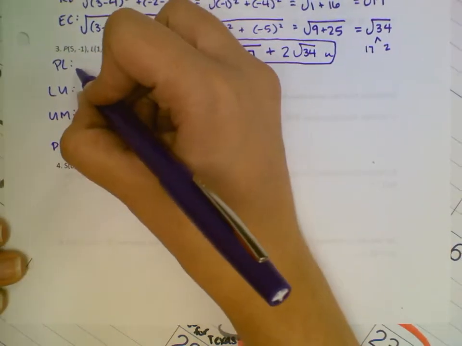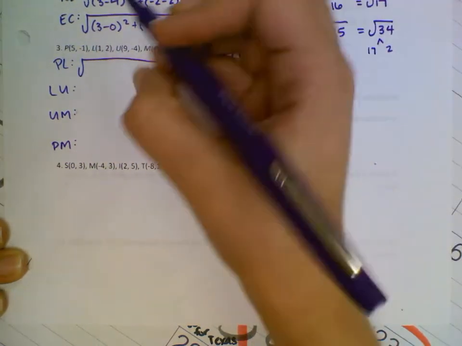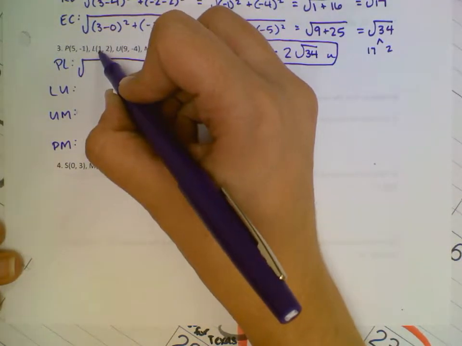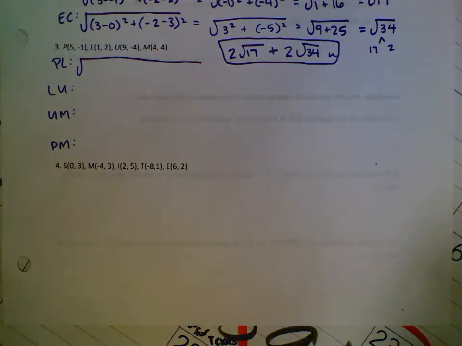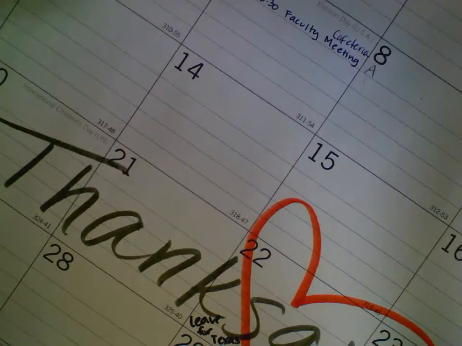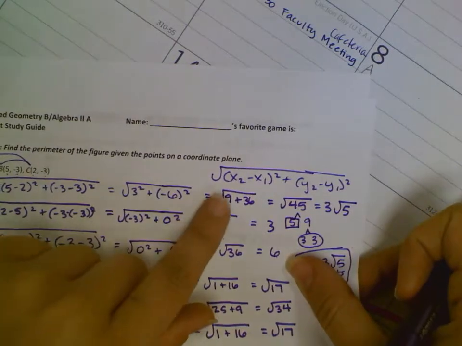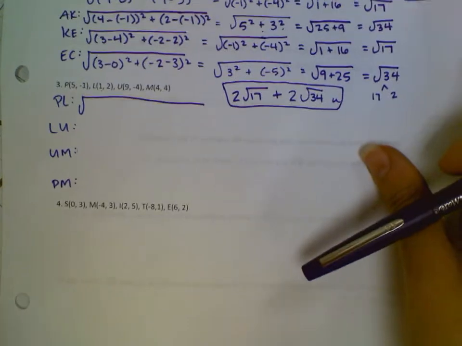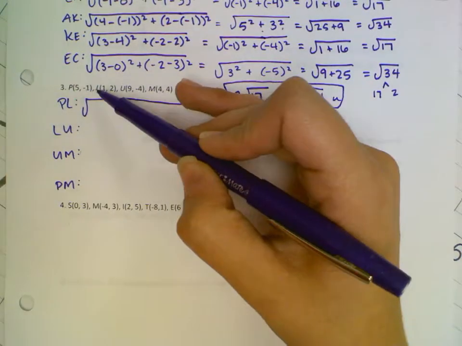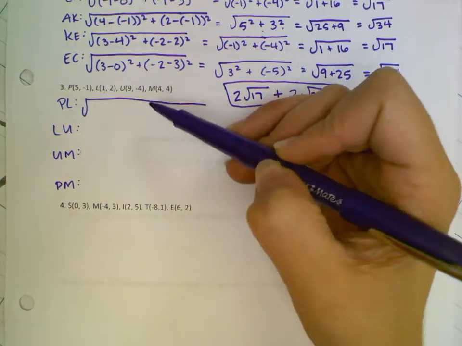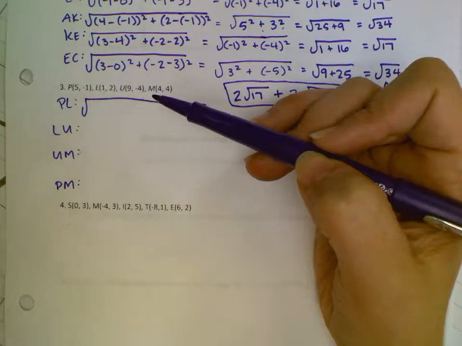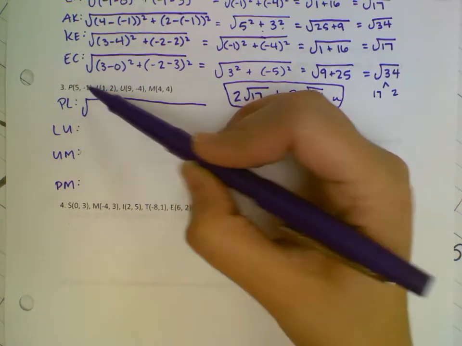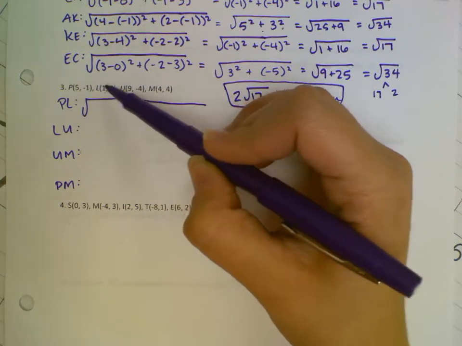For PL, we will do x2 minus x1. We're going to be using the distance formula, which is right here. We'll be using that formula. Your x and y, x, y, x, y, x, y. Make sure that you are not doing xx or yy, it's xy, xy, xy, xy.